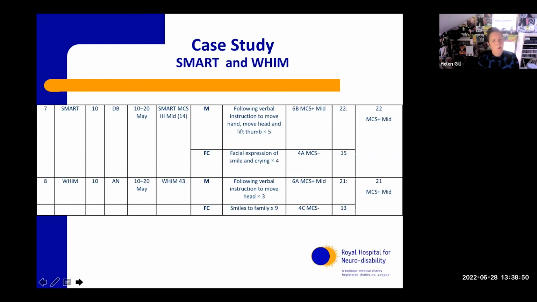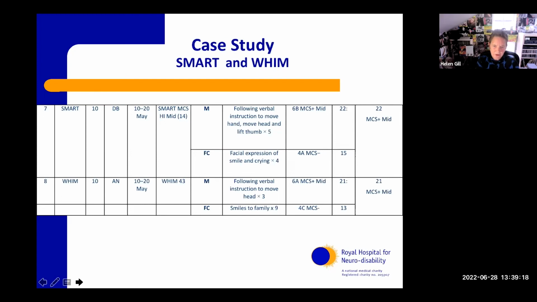So then we look at the WHIM, which was obviously conducted at exactly the same time. It tells you what the WHIM score was. And on this WHIM, the team found that they were following instruction to move the head 3 times. And that was only happening 3 times compared to the SMART 5 times. But let's have a look at that in a minute. That will be 6A, because it's the same level, but it's not as often, 21. So slightly below that SMART score there.